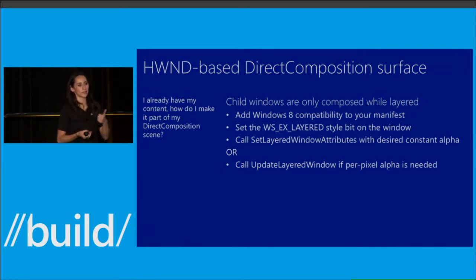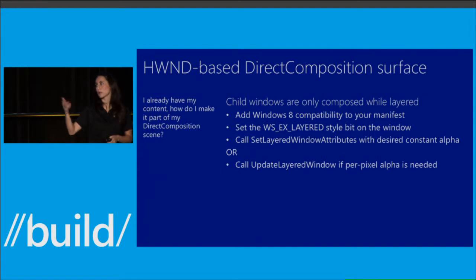So the one thing that you need to do is add the Windows 8 compatibility to your manifest. You need to do this just because layered child windows is a new feature for Windows 8. So we need to know that you have tested your application with layered child windows, and that's why you need to add this compatibility to your manifest. Then you're going to set the WS_EX_LAYERED style bit on your window, and you're going to call SetLayeredWindowAttributes or UpdateLayeredWindow. The difference between those two is that one takes a constant level of opacity while the other one takes a per pixel alpha.